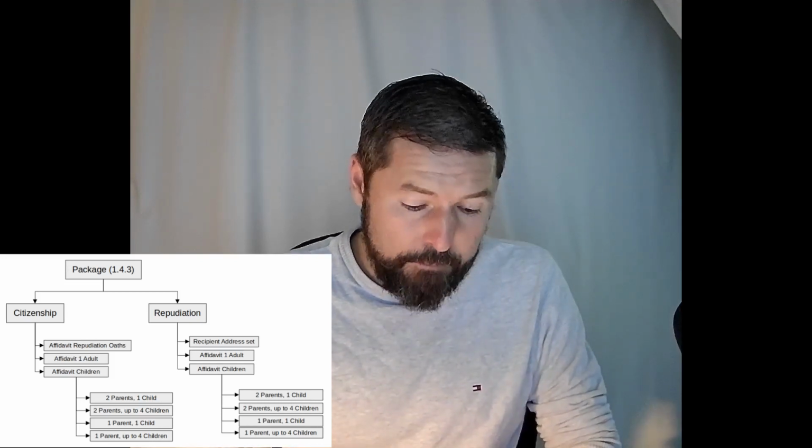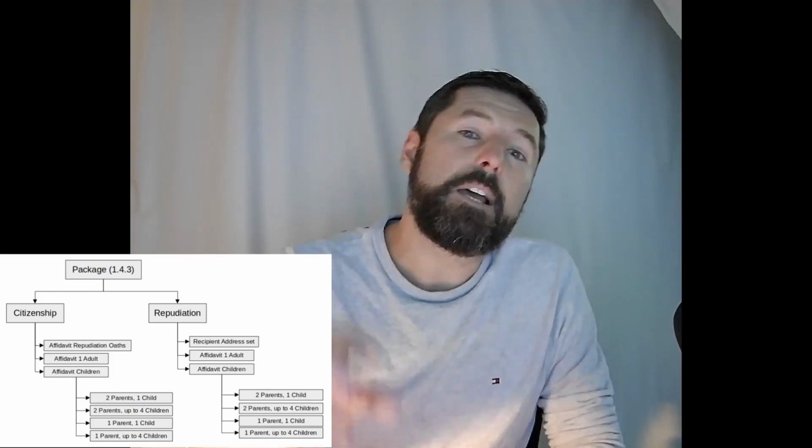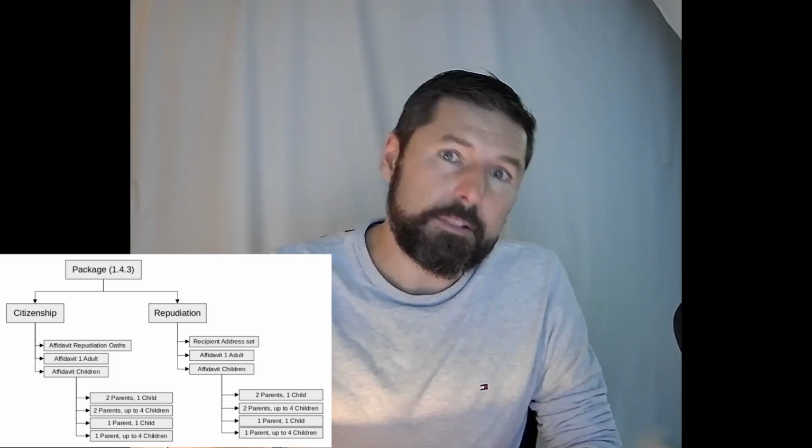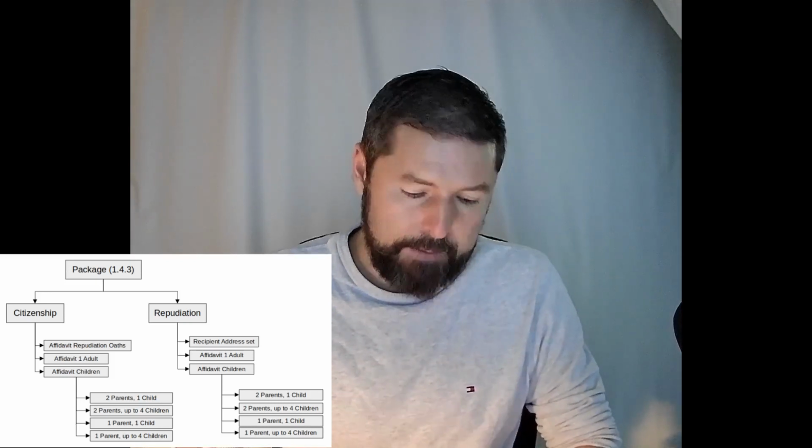And just like for the citizenship, we have two types, four affidavits, two groups: one for when the parents work together, with one affidavit for one child and another affidavit for up to 4 children. And then you also have the equivalent if you're a single parent, for one child or up to 4 children. Okay?